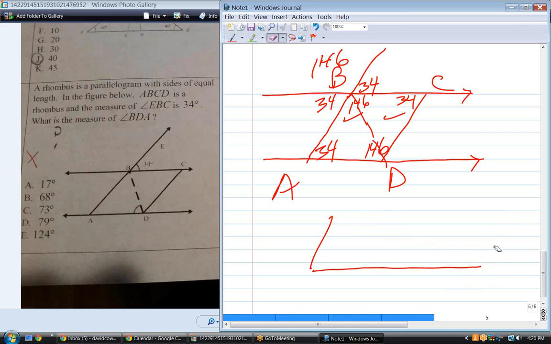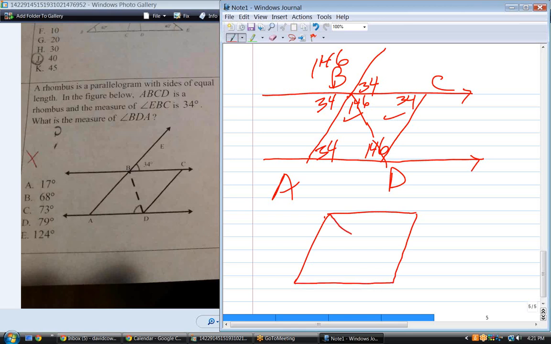So the question is, when we have a parallelogram that is a rhombus, all four of these sides are equal, then that does bisect the angle, so does that. In other words, that's equal to that, and that's equal to that. I guess you just have to memorize that.